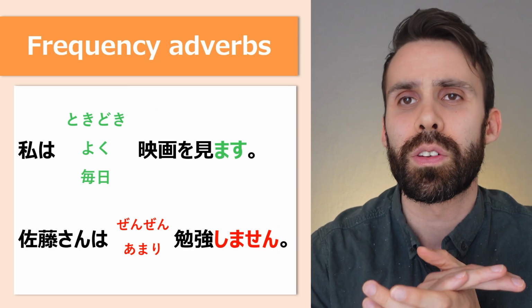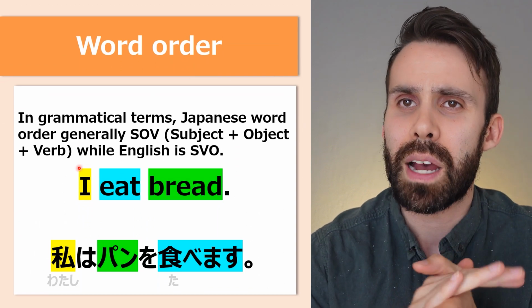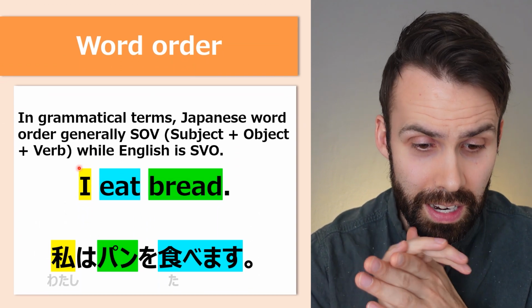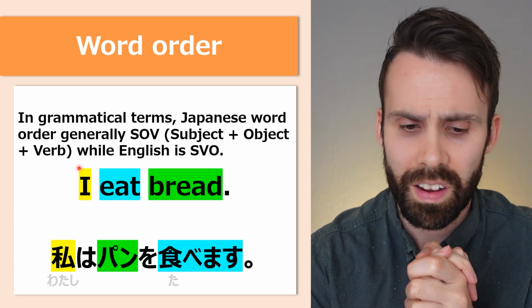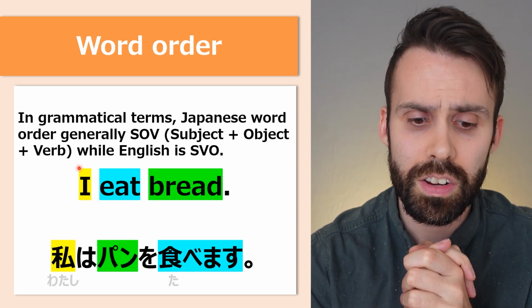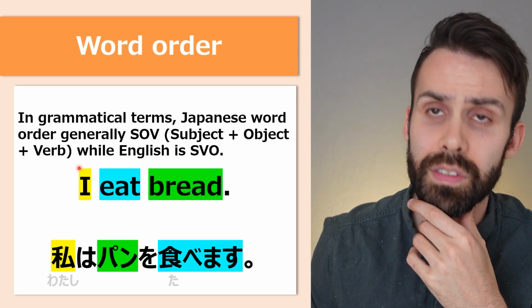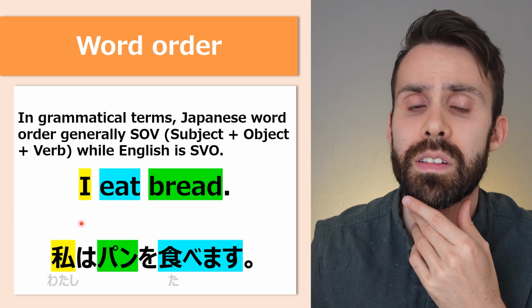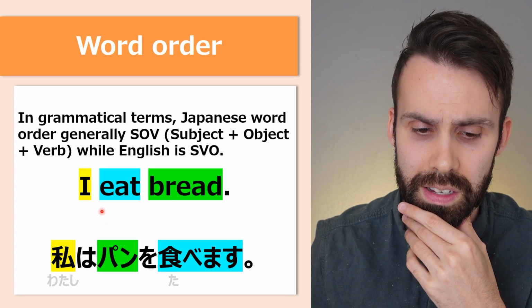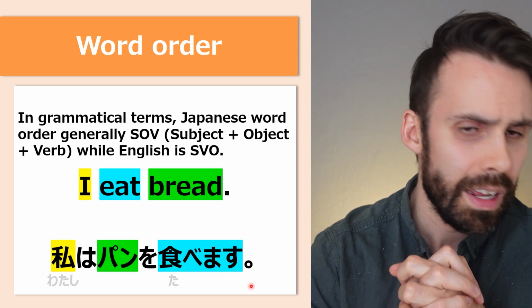A little bit about word order in Japanese. So Japanese in grammatical terms is generally a subject, object, verb language, while English is subject, verb, object. So for example, in English we have "I eat bread," while in Japanese it would be "watashi wa pan o tabemasu." So the verb always comes at the end.